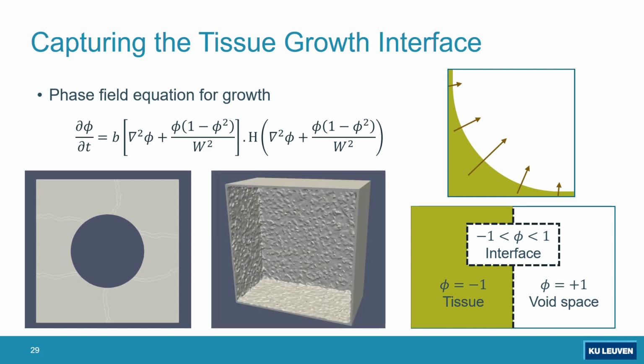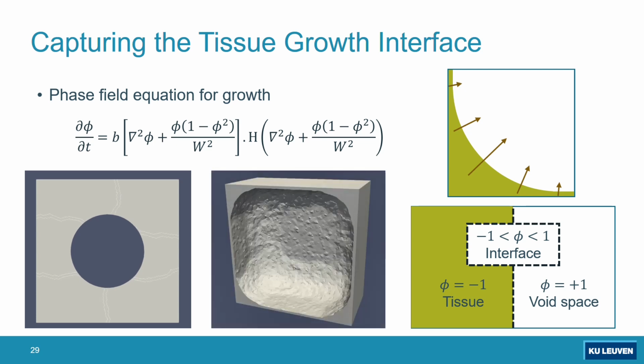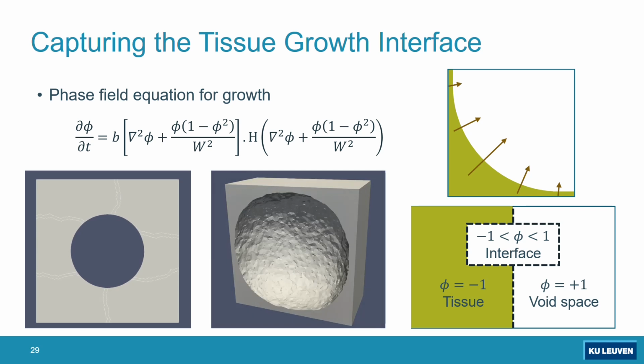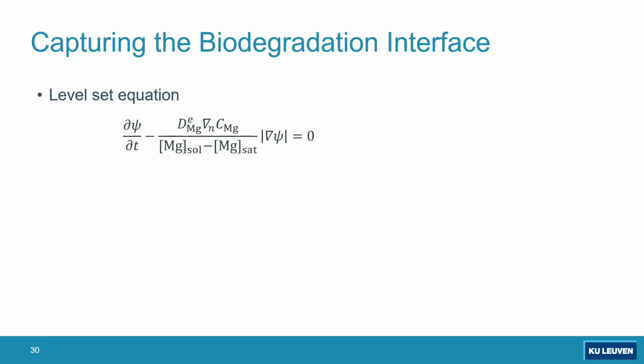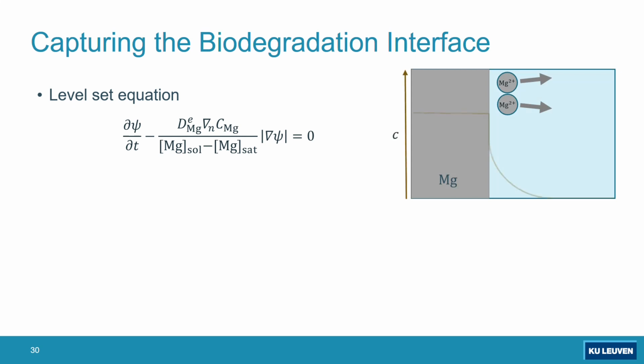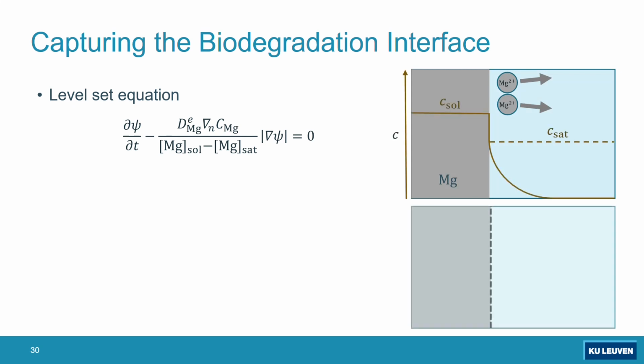And then this is something that I should have discussed earlier, but I wanted to put it here to make the contrast between these two models, and that's the way that we capture the biodegradation interface when we simulate biodegradation. For that, we use the level set method, and this is the equation. This is a typical level set equation, but instead of the normal velocity, we have this correlation that correlates the mass release to the interface velocity. And in this case, there's a psi function that is defined as 0 on the interface.